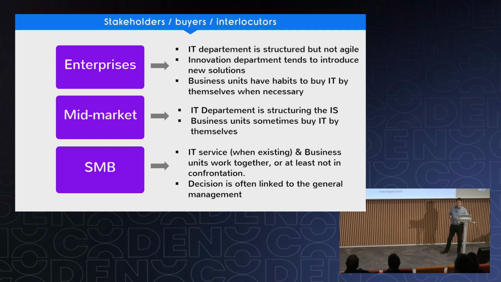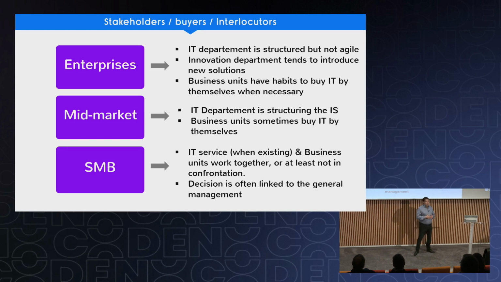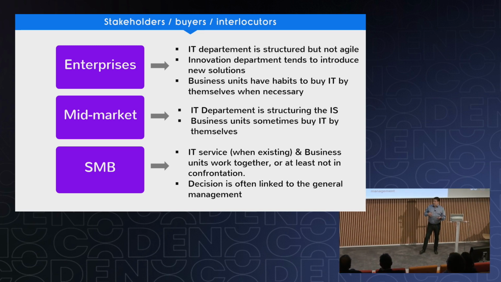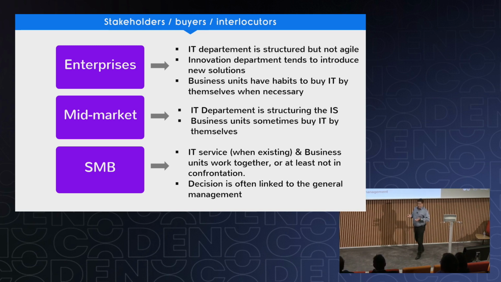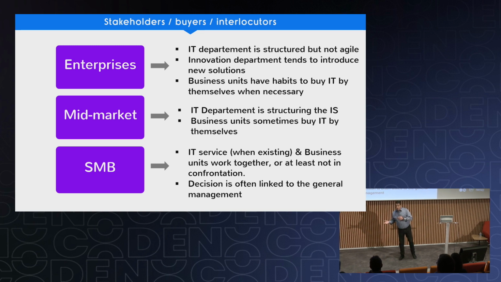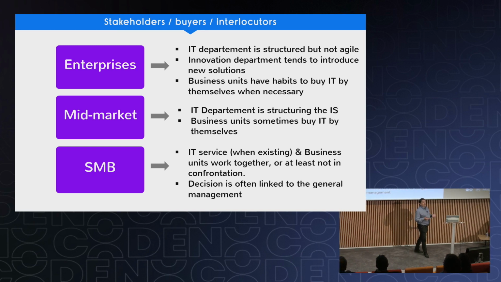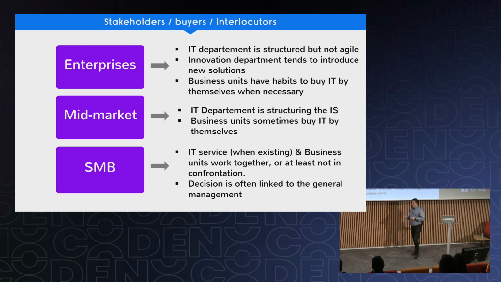Now let's see which are the interlocutors, buyers, depending on the size of the company. If we speak about the SMB, often the IT system works with business units. Or if they don't work really together, they don't oppose. It's quite a good thing. So when you speak to the SMB, you often speak to a business side, of course, but with the agreement or a good vision of the IT department. The decision is often linked to the general management because it's something new and it's often quite strategic for SMB.